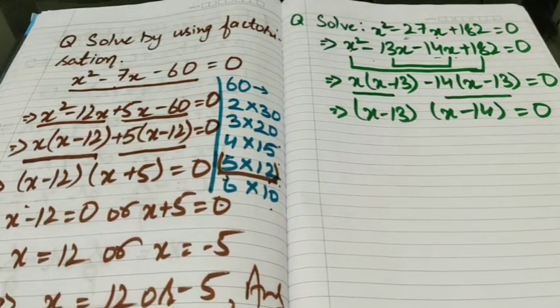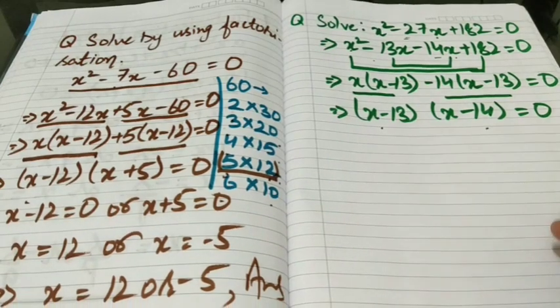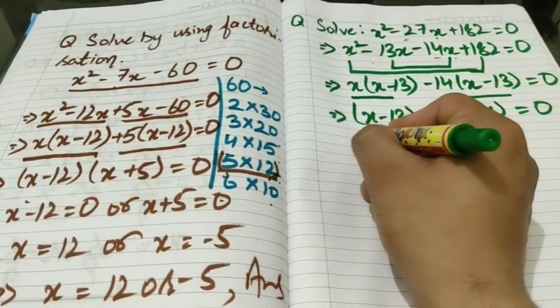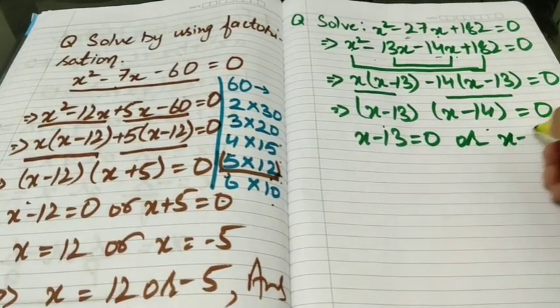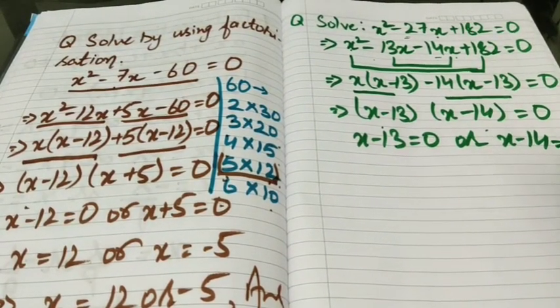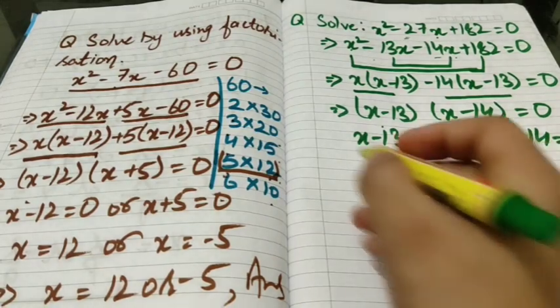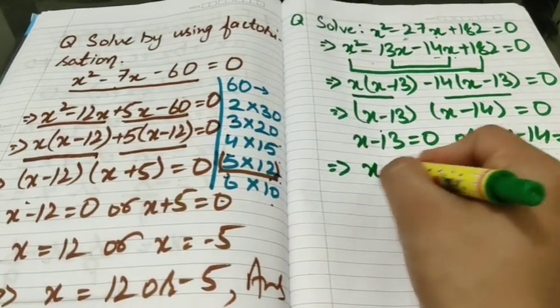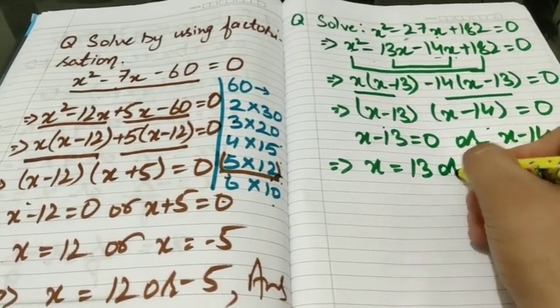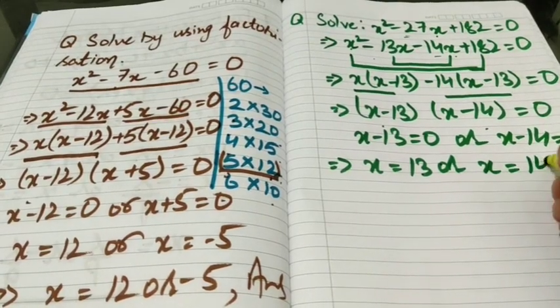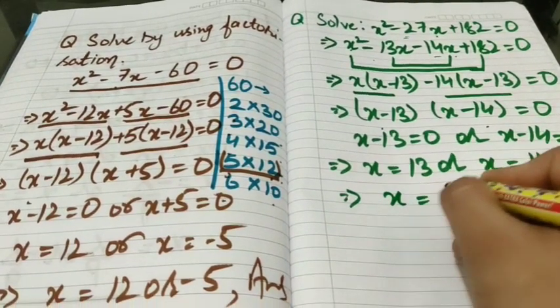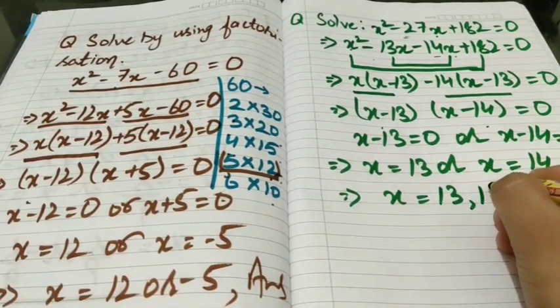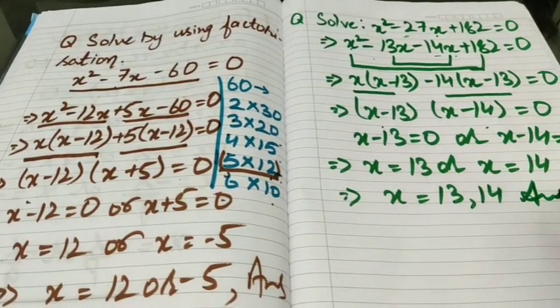Since the product of these two linear polynomials is 0, again either x minus 13 equals to 0 or x minus 14 equals to 0. So we get x equals to 13 or x equals to 14. So the required solution is 13 or 14. So that is our answer.